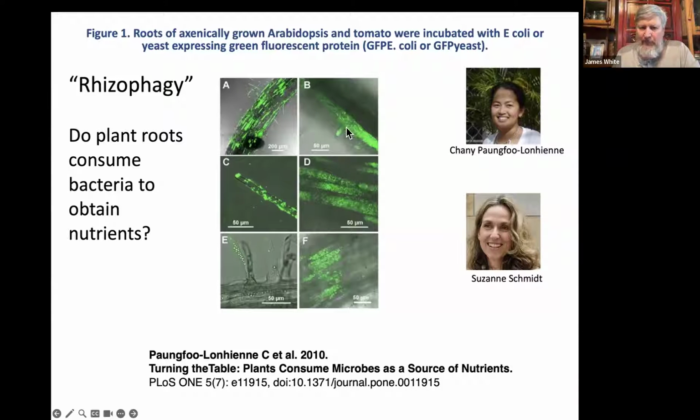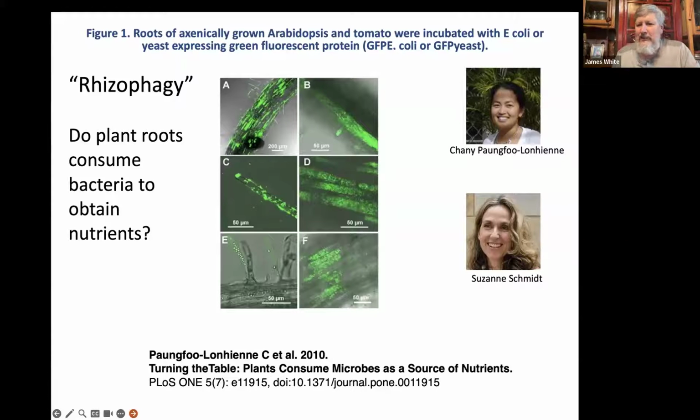Some of these other images show very similar things, but with bacteria. They labeled their bacteria with green fluorescent protein, and they tracked it into the plant. They published this paper in a journal called PLOS One, which is one of the open access journals that we use in biology and other, well, mostly biology. But they entitled this paper "Turning the Table: Plants Consume Microbes as a Source of Nutrients," as opposed to microbes consume plants as a source of nutrients. So it's turned the table on that.